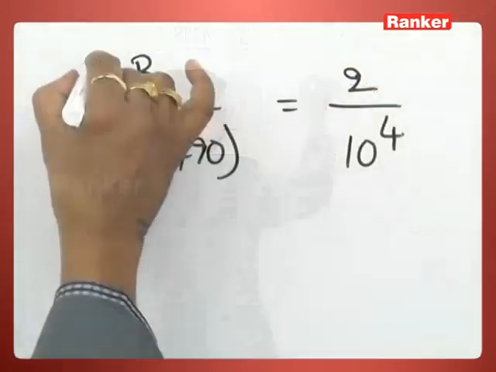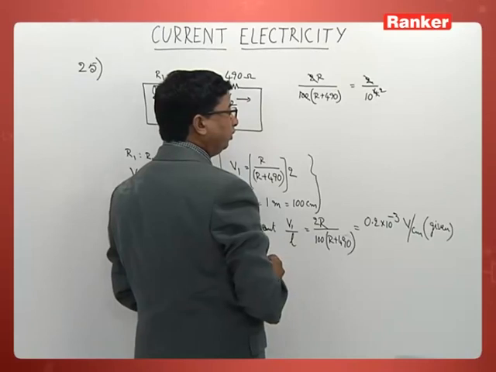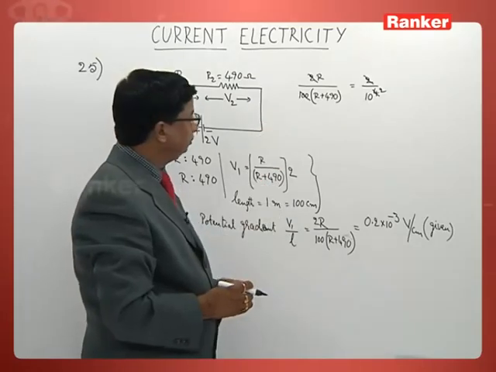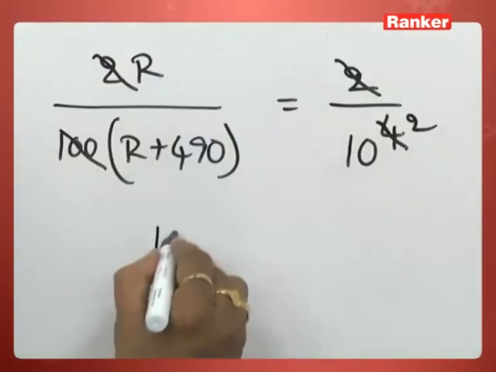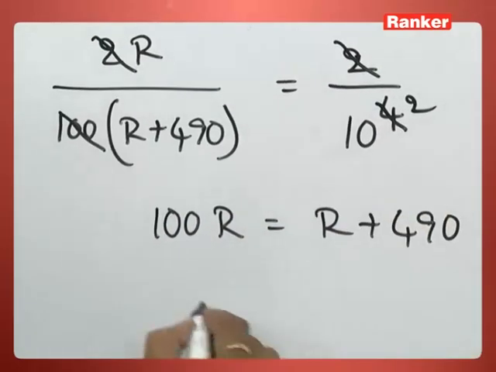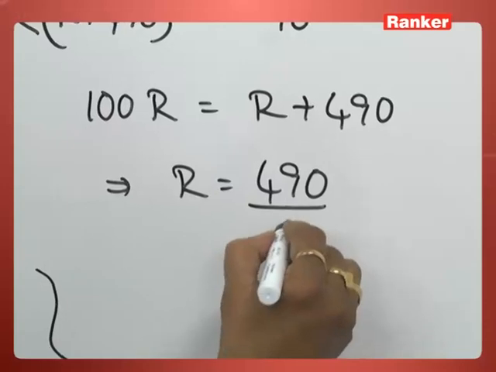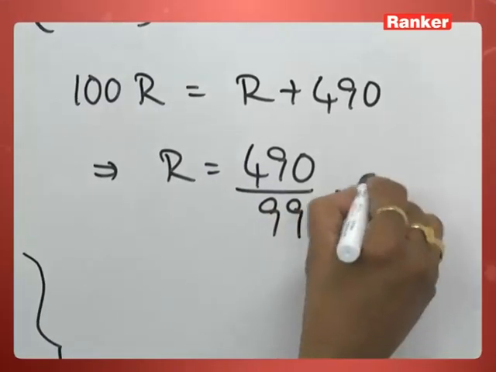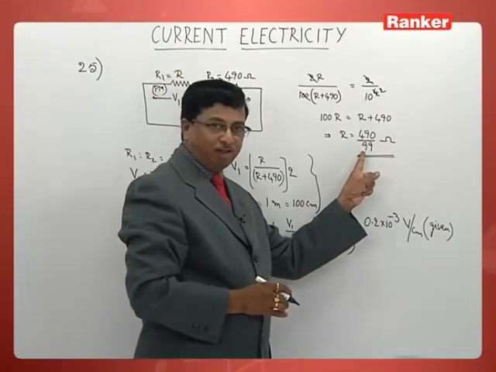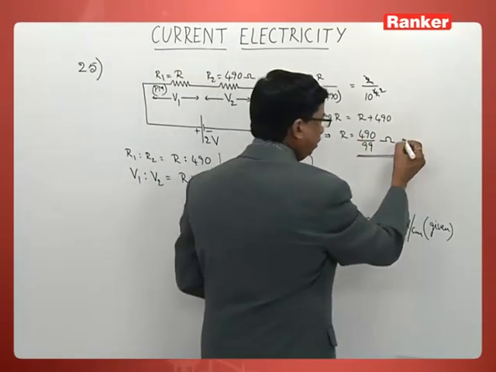Just look at the cancellation: 2 gets cancelled here, and 100 cancels 10 square times. What we just want is the value of R. How much will you get? Cross multiply. 100R is equal to R plus 490. Then R will be 490 by 99 ohm. How much is this value going to be around? Had it been 100, you would have got nearly 5. But in this case, it will be a little less.